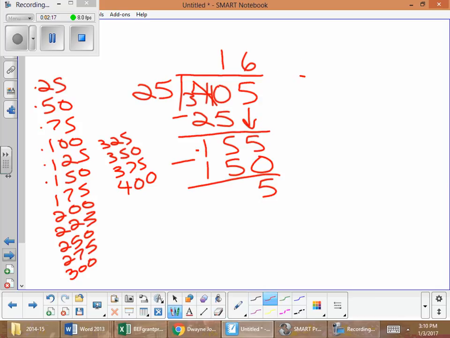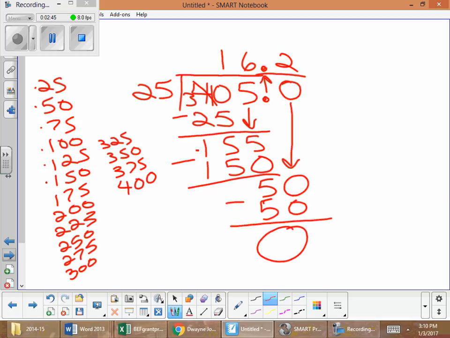What you can do is actually extend the house. We're going to put in our decimal place and move it up. Then we're going to put a 0 here. This 405.0 is the same thing as 405. Now we bring this 0 down, and we see how many times 25 goes into 50. It is twice, and 2 times 25 is 50. You subtract, and you get your answer.